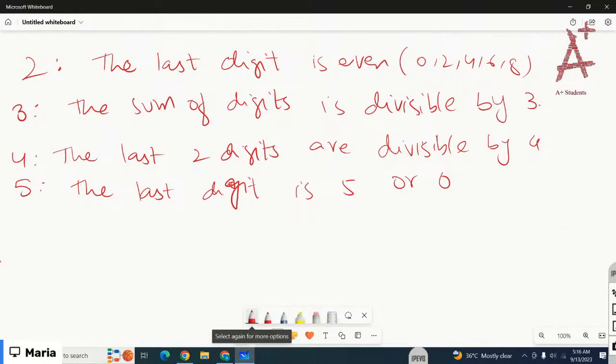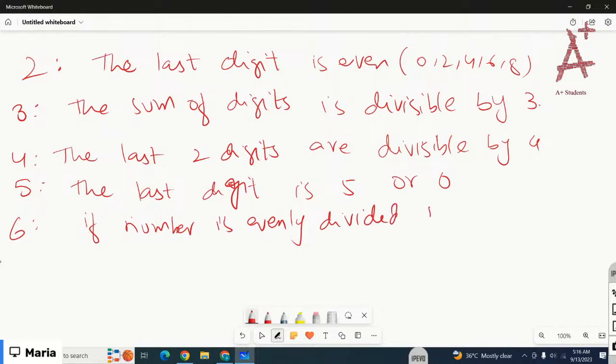The next one is the divisibility rule for 6. If the number is divisible by 2 and by 3, that means the number is divisible by 6, right? The number must be evenly divided by 2 and 3, not or. The number must be divisible by both 2 and 3, then the number is divisible by 6. And how do you check for 2 and 3? We have already done the divisibility rules for 2 and 3, right?